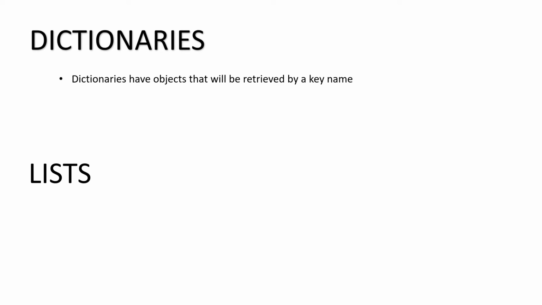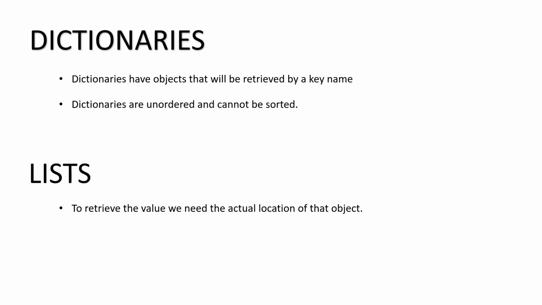The question always arises: when do we choose a list and when do we choose a dictionary? Dictionaries have objects that are retrieved by a key name, and dictionaries are unordered and cannot be sorted. So if you want to quickly retrieve a value without needing to know an index position, you can use dictionaries. Whereas with lists, if you want to retrieve a value, you need the actual location of that particular object, so that it allows you to be indexed, sliced or sorted.